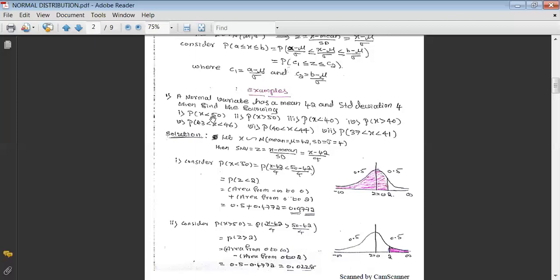Fifth one, x lies between 43 and 46. Sixth one, x lies between 40 and 44. Seventh one, x lies between 37 and 41. Now let us go one by one.